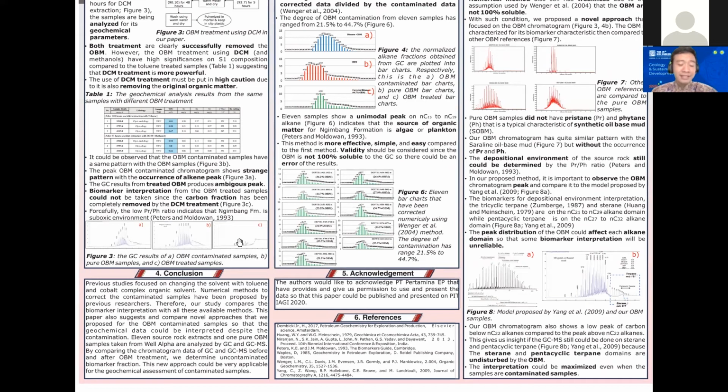So we just discard the first method and we change to the second method and our proposed method. The numerical method is quite effective, simple and easy, but it still has the weakness that the assumption that OBM is 100% soluble to the GC is not true. So it also could give us error results. Our proposed method could be very applicable for geochemical assessment on contaminated samples. We suggest that the interpretation from the available data still could be maximized even when the samples are contaminated.